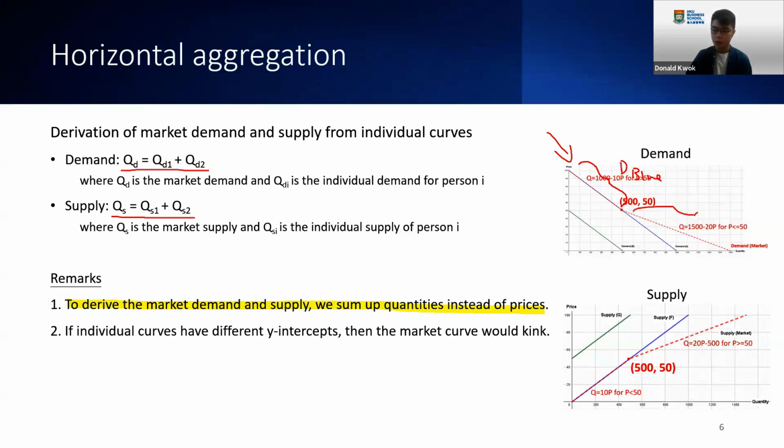However, when the price is lower than 50, both the green buyer and the blue buyer are willing and able to buy. So this is why we need to sum up the demand expressions for the blue and the green buyer. Since we have different expressions of the market demand curve across different price ranges, the market curve would kink. So the takeaway is that if the individual demand curves have different y-intercepts, then the market curve would kink. Similarly for the supply curve.